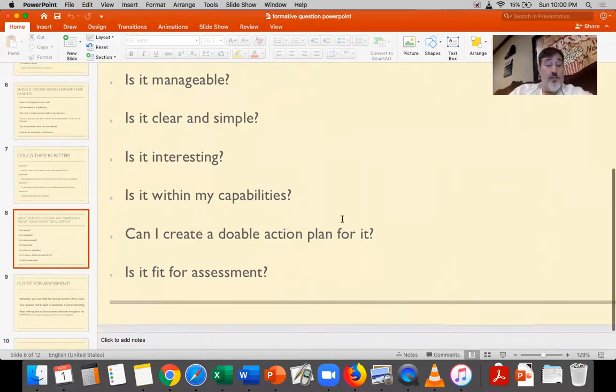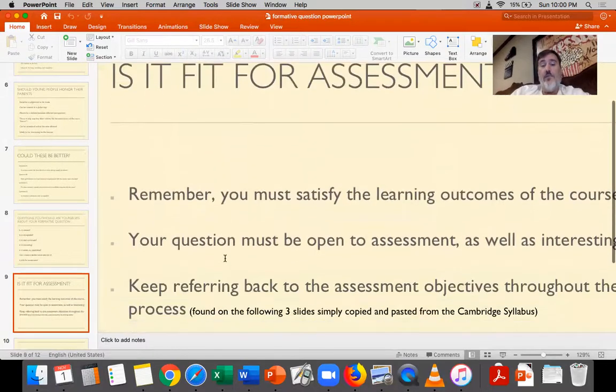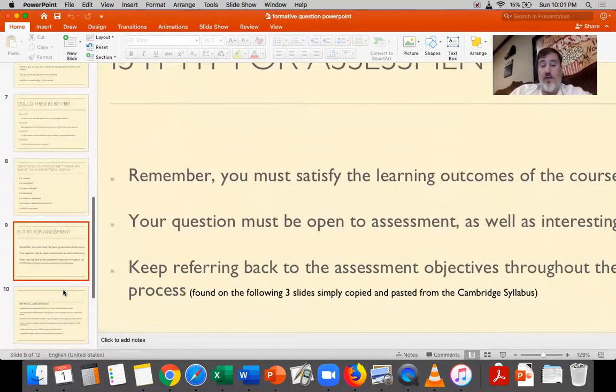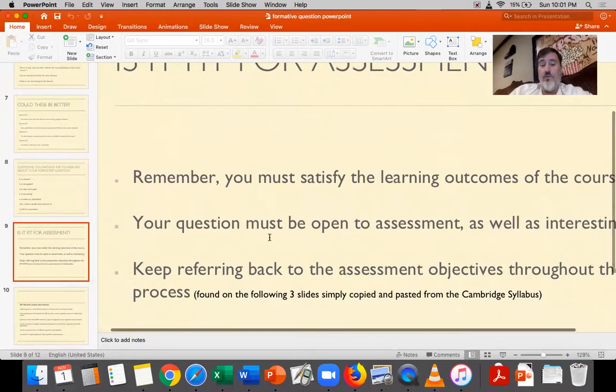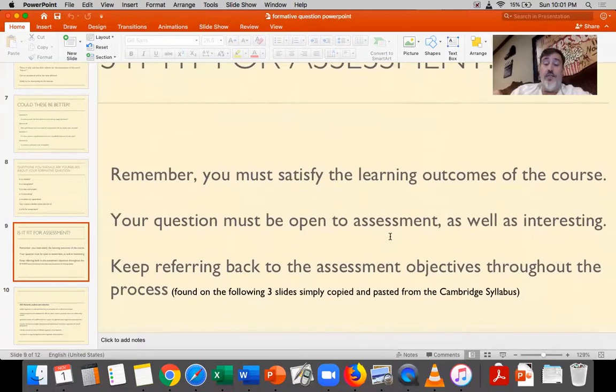Is it fit for assessment? Is the question actually structured in a way that would facilitate marks? Remember, you have to satisfy the learning outcomes of this course. You have to. And your question has to be open to assessment. So what you need to do is keep referring back to the assessment objectives throughout the process. What I've done is simply copied and pasted from the Cambridge syllabus, which is available on the files, or you can type in ACE Global Perspectives syllabus into Google and it'll pop it up.